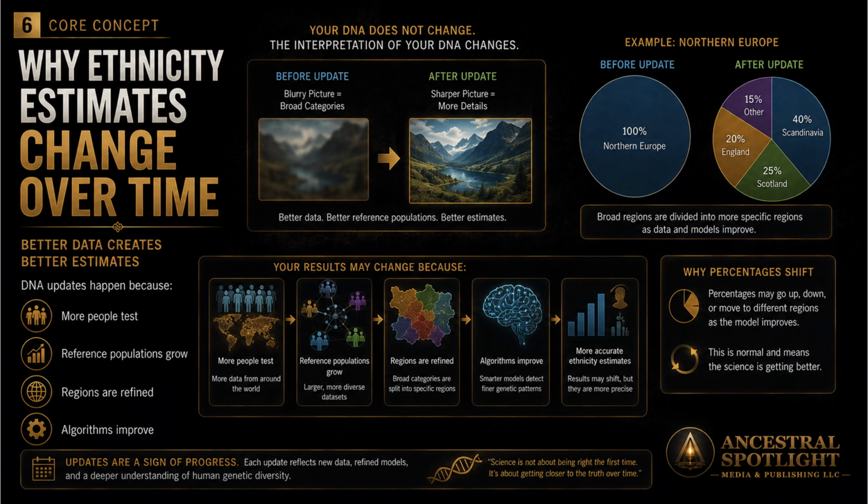Imagine looking at a blurry photograph. As the image becomes sharper, you may realize that what appeared to be one object is actually several different objects. The same process happens with reference populations. As more people from around the world participate in DNA testing, companies gain more information about regional genetic patterns. A category that was once broad, such as Northern Europe, may later be divided into England, Scotland, Denmark, or other regional groups. Similarly, a previously assigned percentage may be redistributed into different populations as the company develops a more accurate model. Updates are a sign that the science is improving.